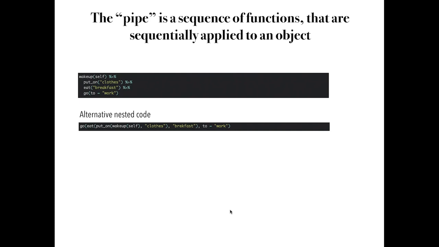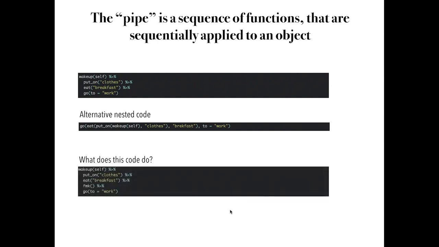The alternative way to write this in most programming is by nested code. This is what the code would look like: go, eat, put on, wake up, self, clothes, breakfast, to equals work. The reason that I'm teaching you the tidyverse and this and then way of thinking is because it is intuitive. We can learn the other way, but let's stick with intuitive for now.